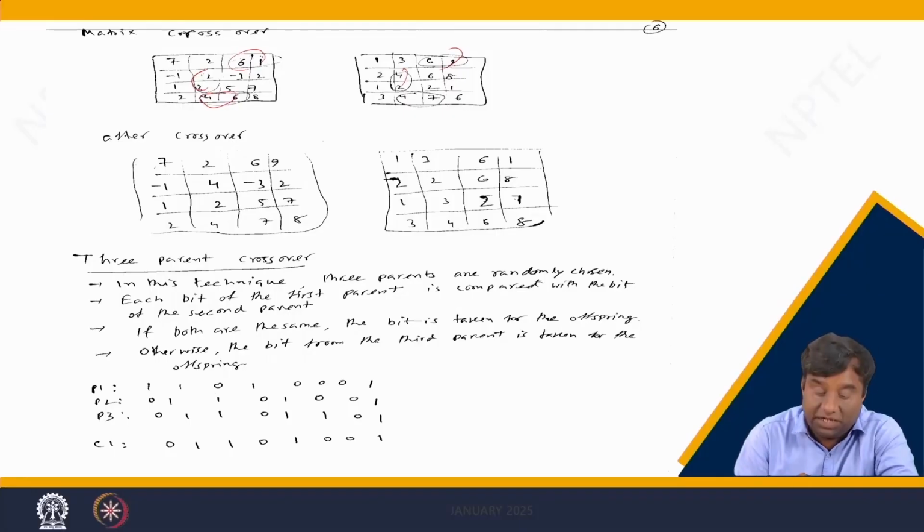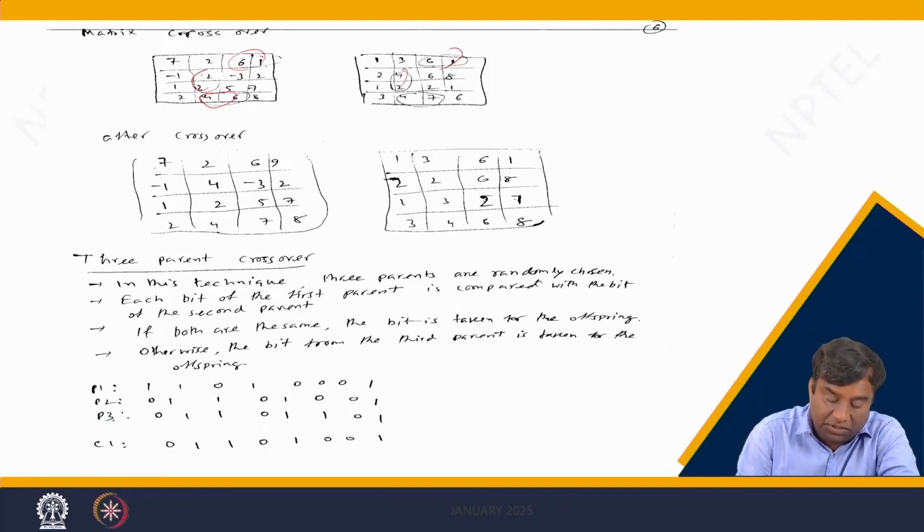Now try to understand the 3-parent crossover. In this technique, 3 parents are randomly chosen. Each bit of the first parent is compared with the bit of the second parent. If both are the same, the bit is taken for the offspring. Otherwise, the bit from the third parent is taken for the offspring. So if we change the rule, we'll get another offspring.